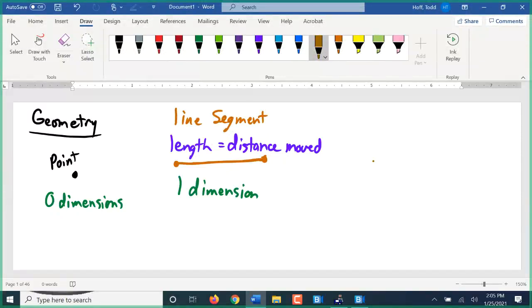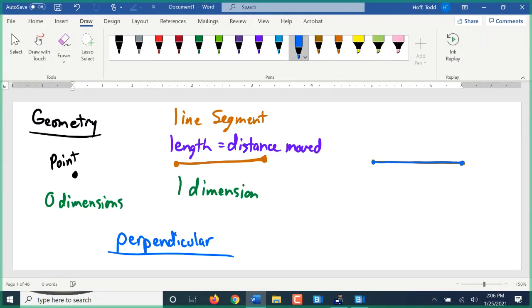Now, if we have that line segment, that length, and we take it and we move it again, to move it again, I have to define something called perpendicular. Perpendicular is a fancy word meaning at a right angle. It means at a right angle in every possible measurable direction. Now, for this line segment, there's only one way that's perpendicular: down or up, that right angle. That's perpendicular.